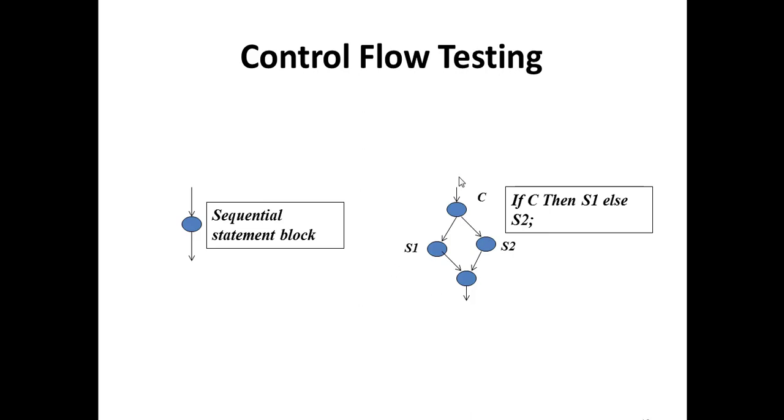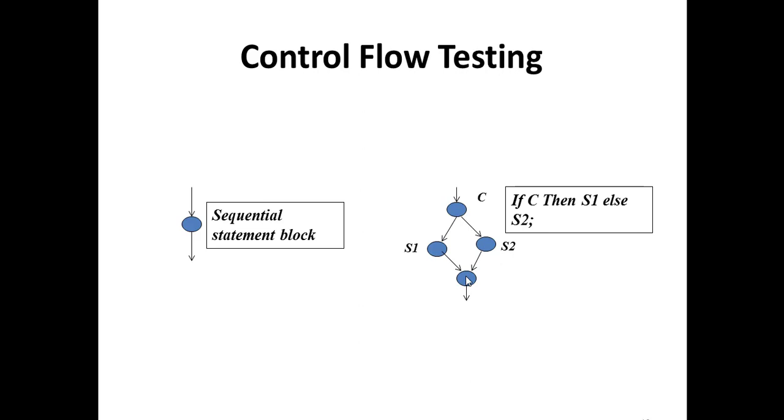Now let's consider we have a conditional statement over here, where C is evaluating to true or false. If C is true, then S1, this node, will be executed, and then we arrive at this last node. And if C is false, then we take the other route, coming through S2 and then reaching this node. In any way we reach this node, so the source and the destination nodes are the same.